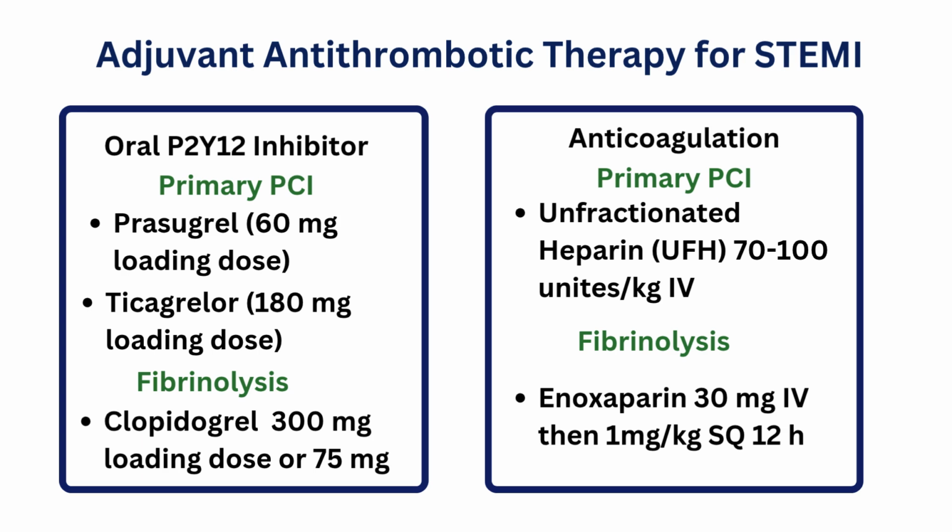up to 8 days. Options include IV UFH or enoxaparin, dosed as a 30 mg IV bolus followed by 1 mg per kilogram subcutaneous every 12 hours in patients younger than 75 years old.